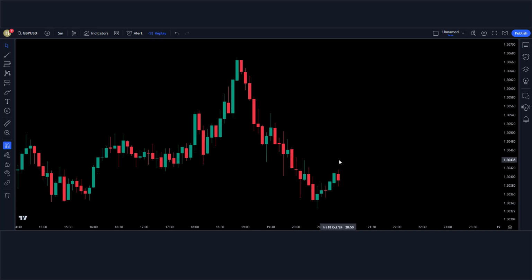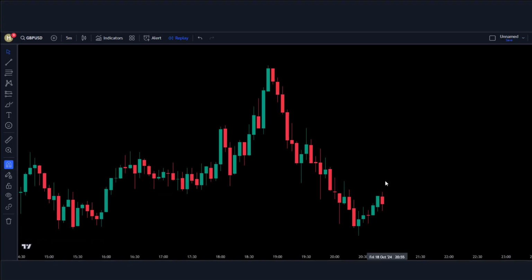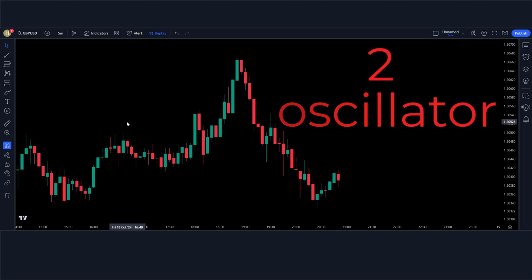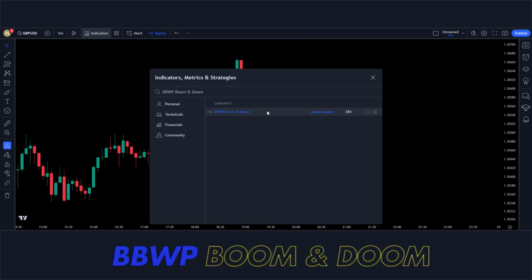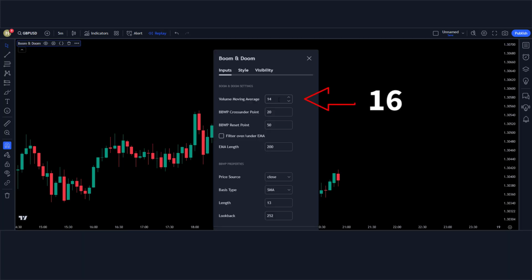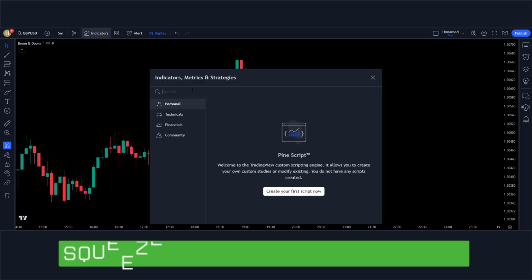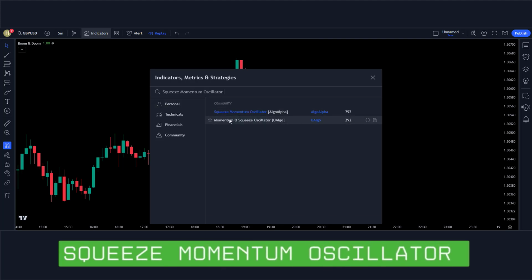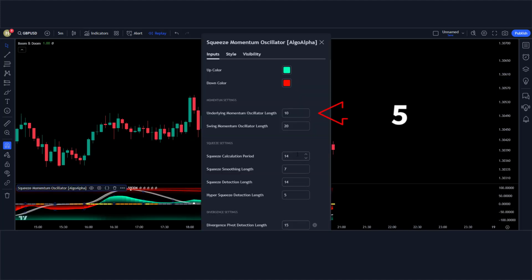Now let's create a trading setup. We are going to test this strategy on 5-minute frame and GBP USD chart. In this setup we would require 2 oscillator here. First indicator name is simple BBWP boom and doom. Keep the indicators setting as I have shown here. Second indicator name is squeeze momentum oscillator. Keep the indicators setting as I have shown here.